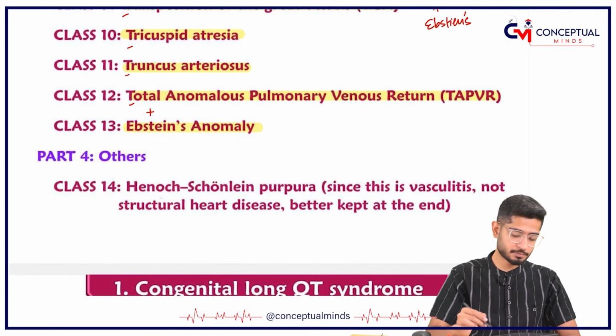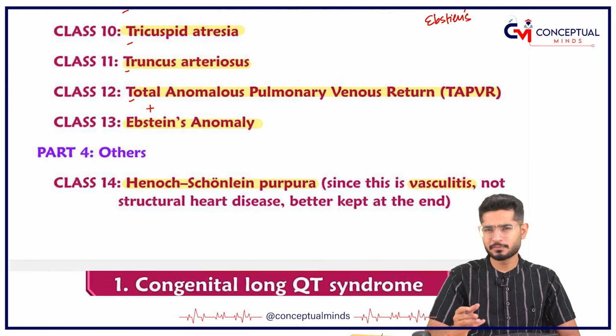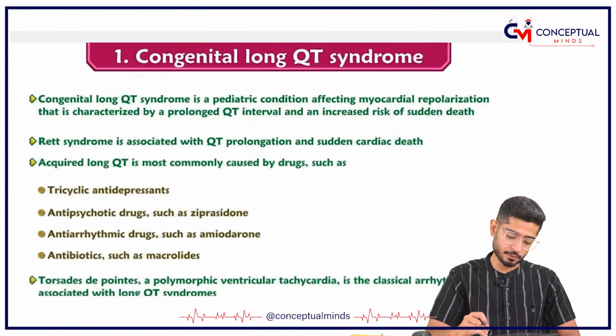And in the last part we'll be discussing Henoch-Schonlein purpura. Now Henoch-Schonlein purpura actually is a vasculitis. It's not a structural heart disease, so it is better kept at the end. That's not a heart disease, but it's a vasculitis. But I have covered it in the CVS classes only.